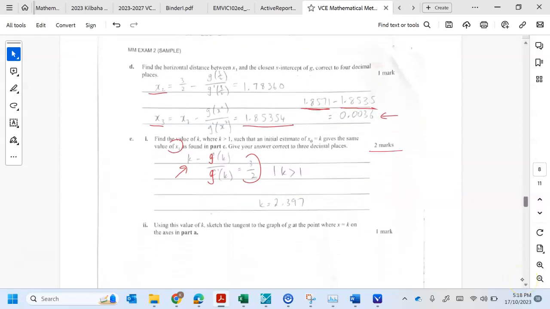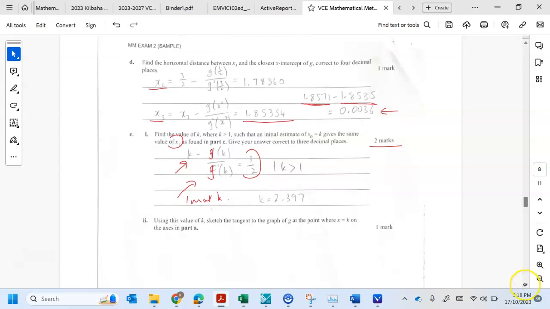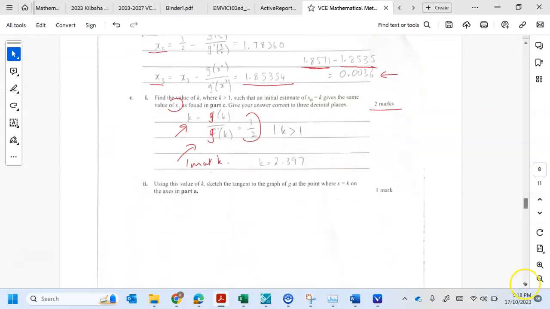It is worth 2 marks. I would say 1 mark for that, and then 1 for your answer. Don't use calculator syntax either. So don't go putting solve, blah, blah, blah, comma, k. Just pretend you're not using a calculator and just write the equation down.